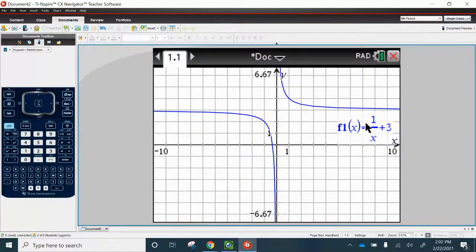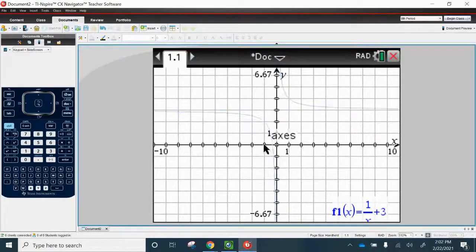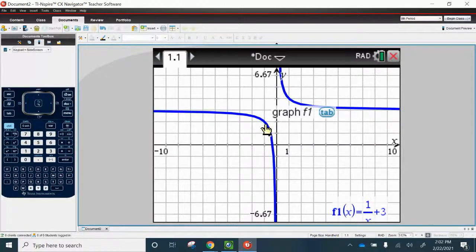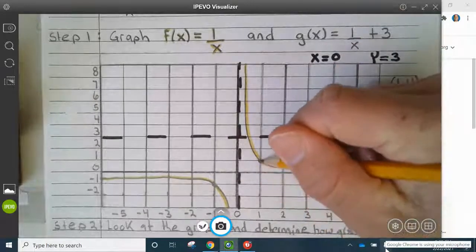Okay, I'm going to move this down, and I want to see if that point right here and here, and it looks like that point is 1, 1, 2, 3, 4, so 1 comma 4. And it looks like this point right here is negative 1, 1, 2. So negative 1, 2. We're going to use those points, okay? So we have our points 1, 1, 2, 3, 4.